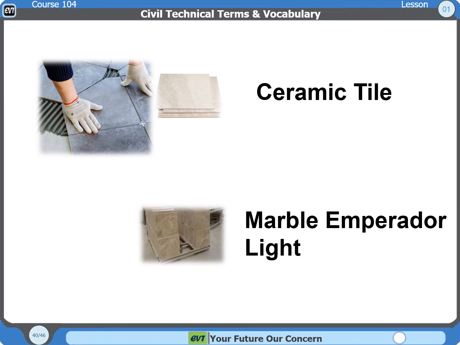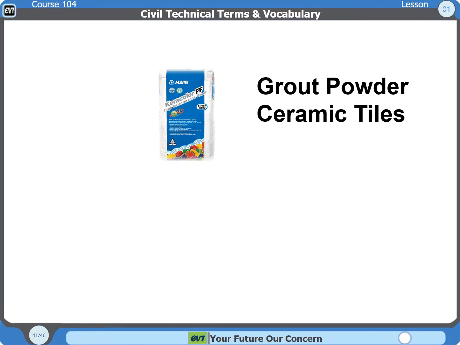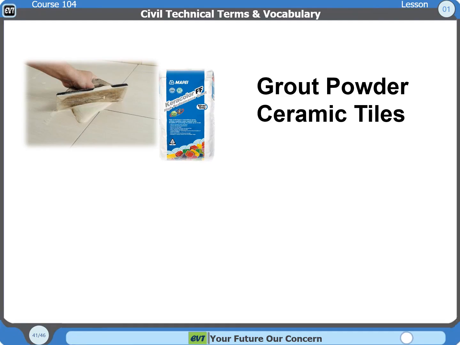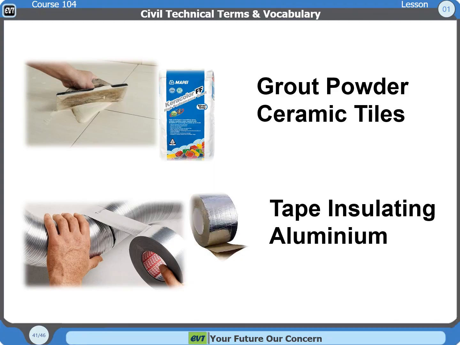We have marble. Marble is a rock widely used in buildings. Colors and appearance are their most important qualities. We have grout powder. Grout is used as a filler for the joints between tiles once the tile you are installing has been set. Tape insulating aluminium used as seams and joints of fiberglass and aluminium baguette duct boards.